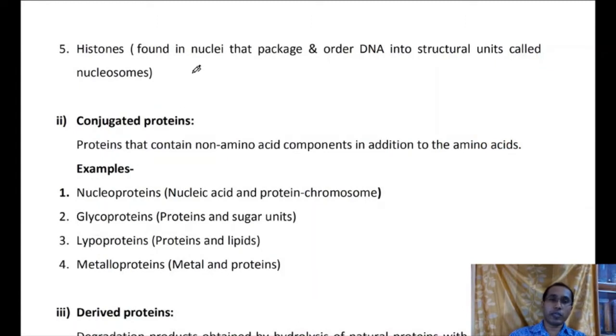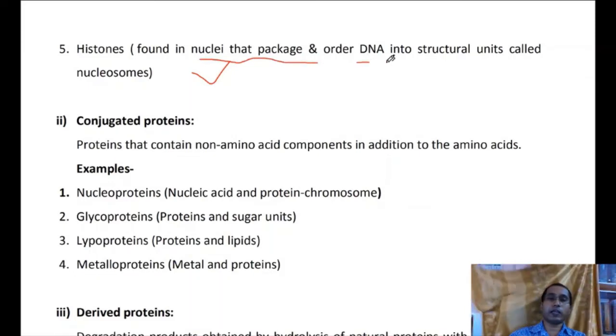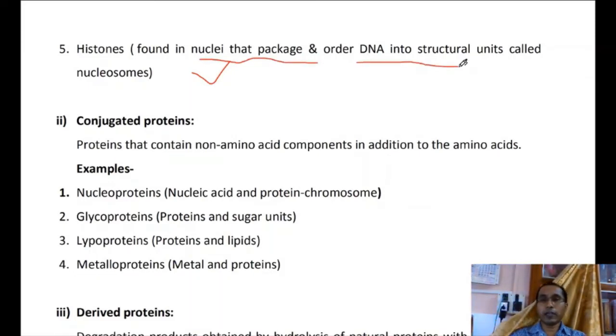So, histones, another one. Histones are found in nuclei and package and order DNA into structural units called nucleosomes. So histone is the protein that is present, and a non-protein component is also present, the non-histone components.